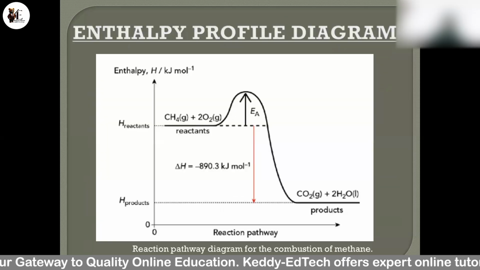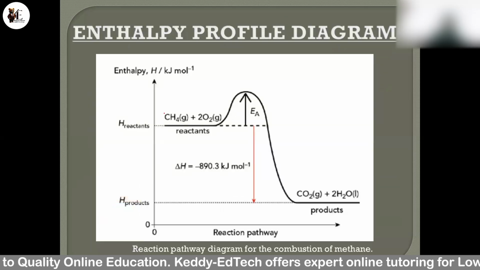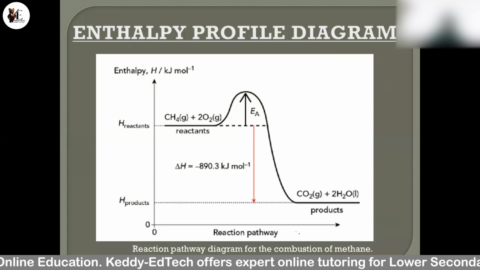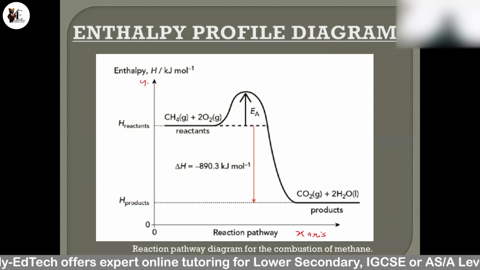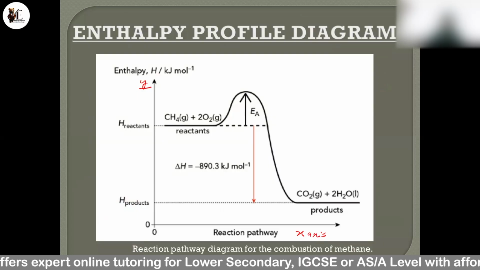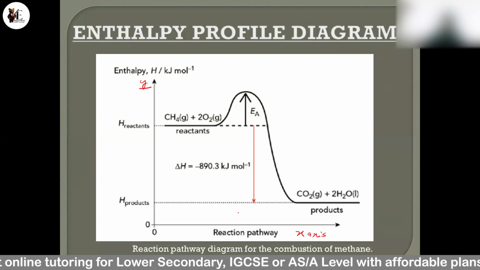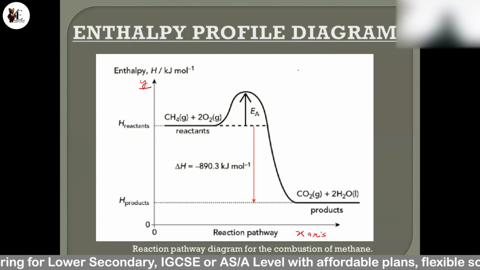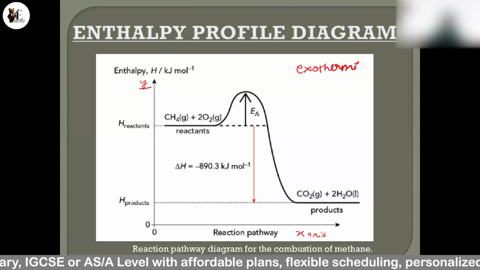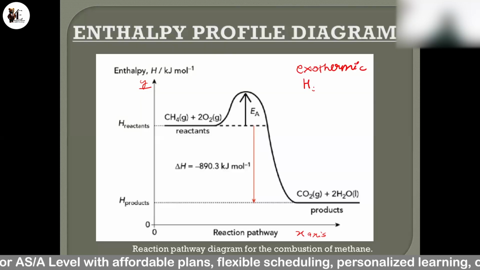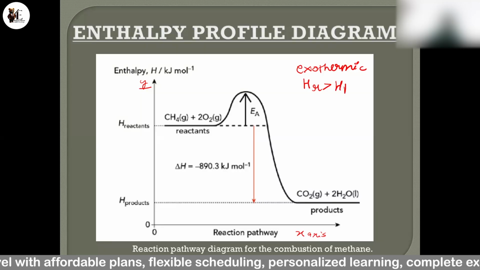Okay, so this is the enthalpy profile diagram. The x-axis represents your reaction pathway, that means how the reaction is moving. And the y-axis represents your enthalpy. So in the case of which reaction? Exothermic reaction. In the case of exothermic reactions, always remember that enthalpy of reactants is greater than enthalpy of products.